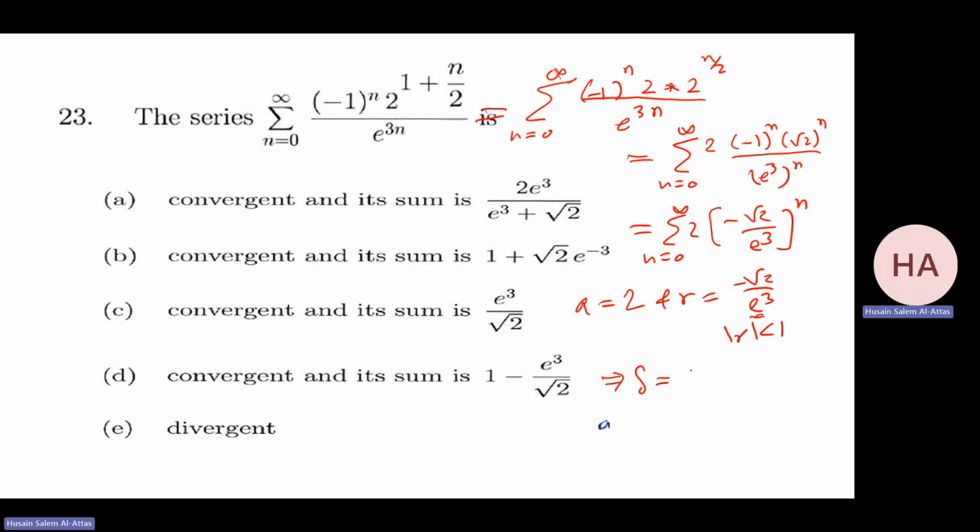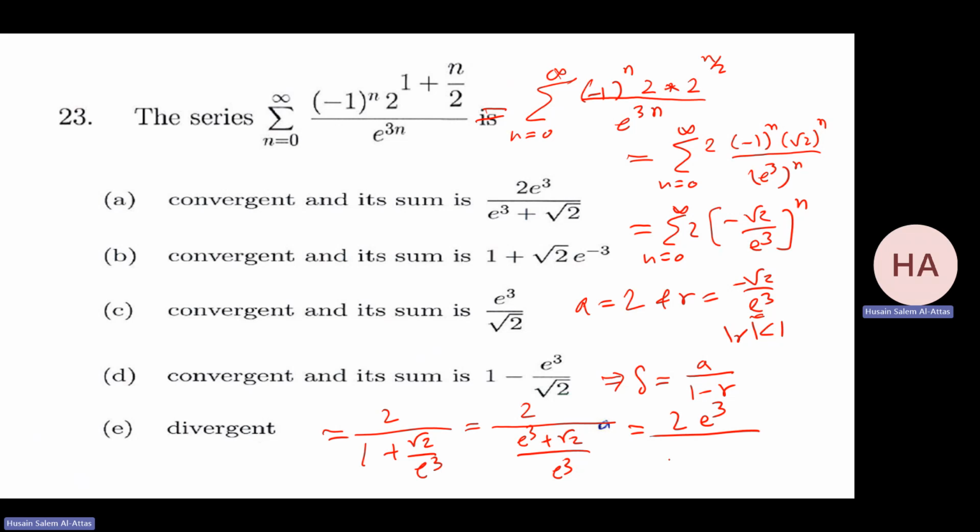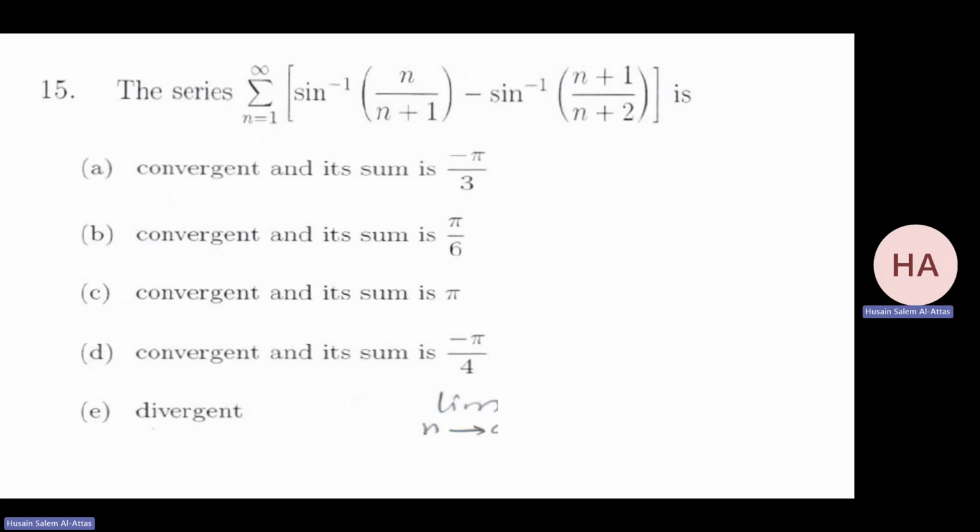What will be S? It will be a over 1 minus r. Now be careful with the calculation. That will be 2 over 1 minus minus, which is plus, the square root of 2 over e cubed. That will be 2 over (e cubed plus the square root of 2) over e cubed. The e cubed goes to the numerator, so it will be 2 e cubed over e cubed plus the square root of 2. And that will be the sum. So it's converged, and this is the sum.